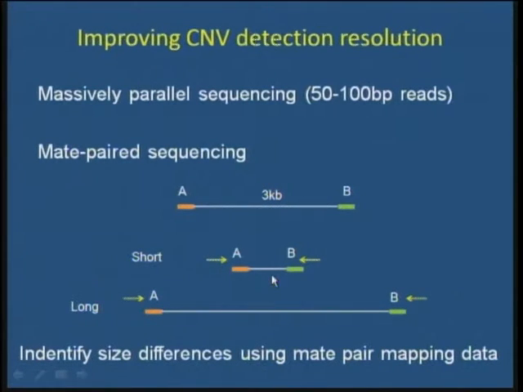In this case, it would represent a deletion. I'm sorry, in this case it would represent a duplication, where the ends are closer than you would expect. And in this example, the ends are further away, indicating a deletion. I'll take you through some examples that we have.